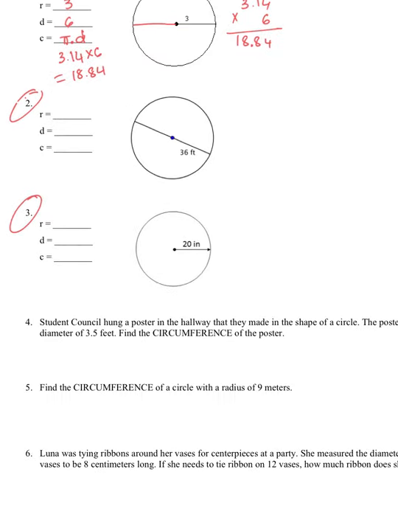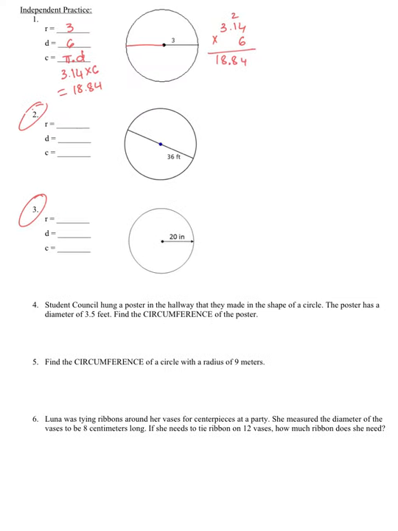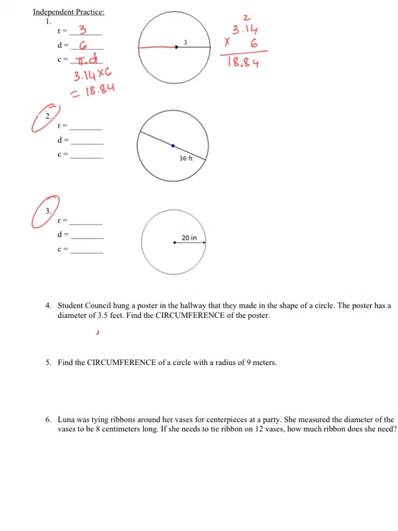Student council hung a poster in the hallway. They made it in the shape of a circle. The poster has a diameter of 3.5 feet. Find the circumference of the circle. So circumference given diameter, so I'm going to use the formula that has diameter. Which one should I use? Pi times d or 2 pi r? Given diameter, so I will use pi times d.